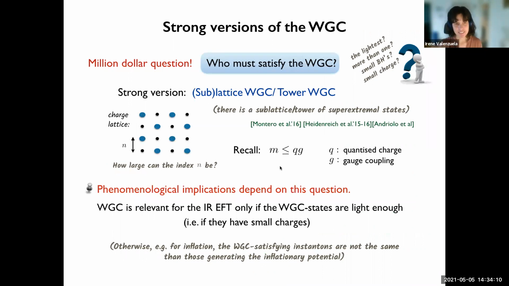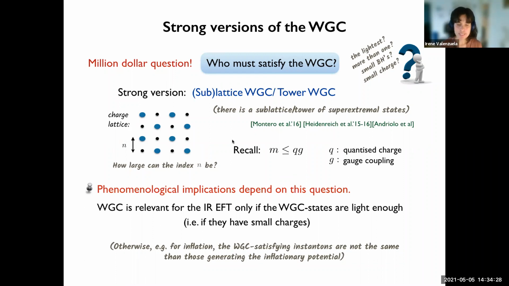Because this is essential, this is very important if you want to give any phenomenological implication, right? Because all the phenomenological implications are based on assuming that you have light states that are satisfying the weak gravity. Okay.